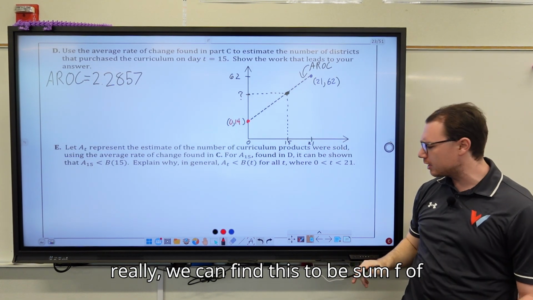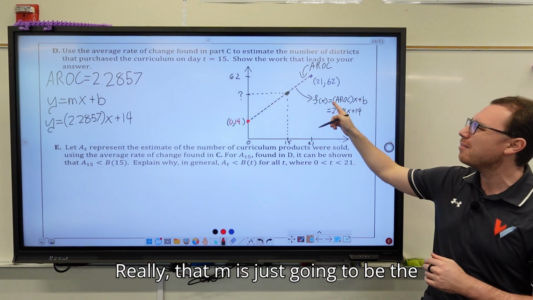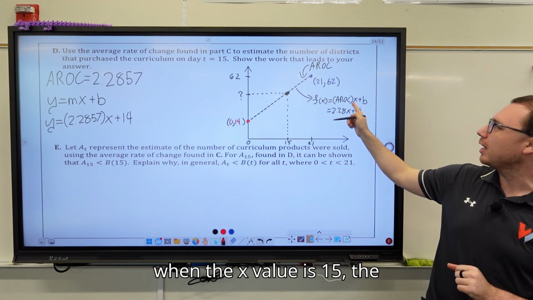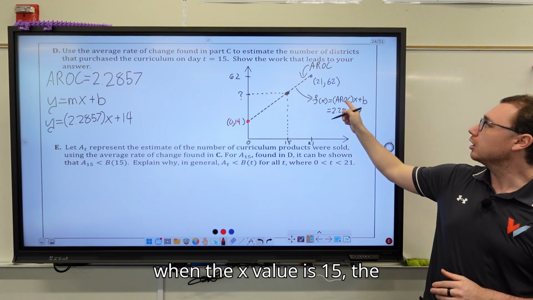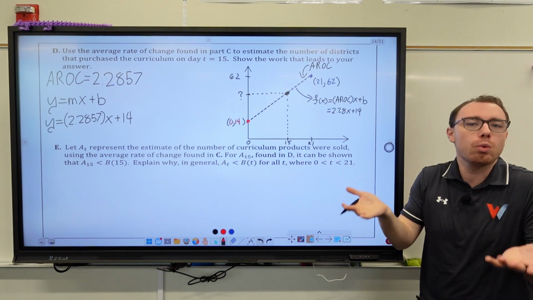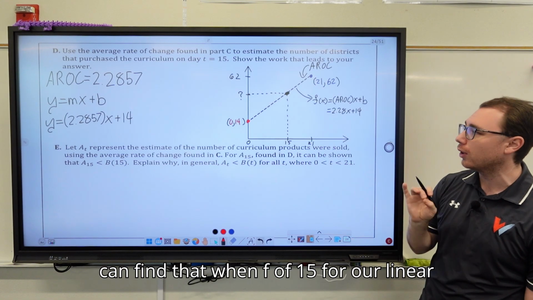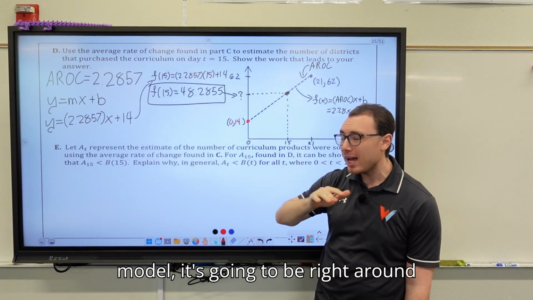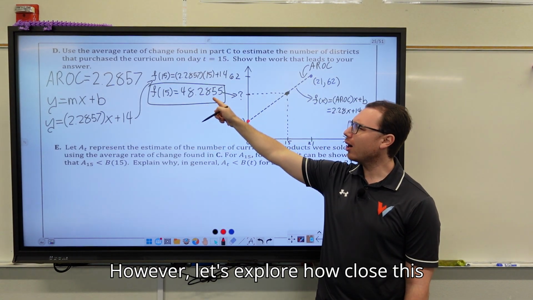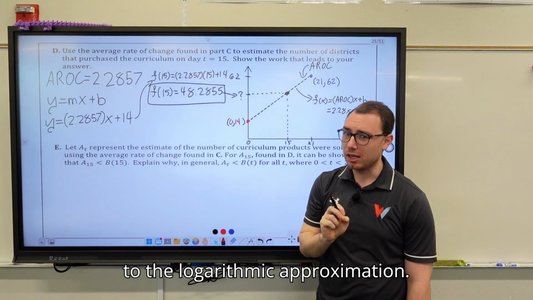And really, we can find this to be some f of x equal to m times x plus b. Really, that m is just going to be the slope for that average rate of change. So on a linear model, we would state that when the x value is 15, the slope between these 2 points here would be 2.2857, and that b is really just the y-intercept, where x equals 0. So we can find that when f of 15 for our linear model, it's going to be right around 48.2855. However, let's explore how close this linear approximation is compared to the logarithmic approximation.